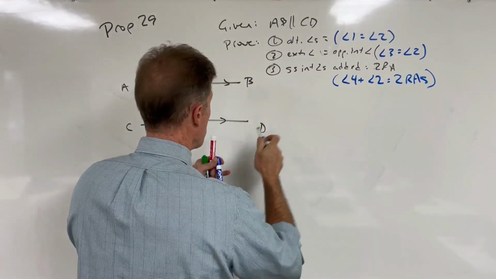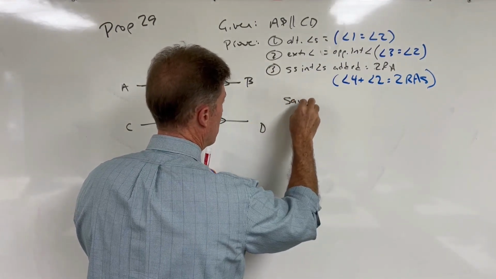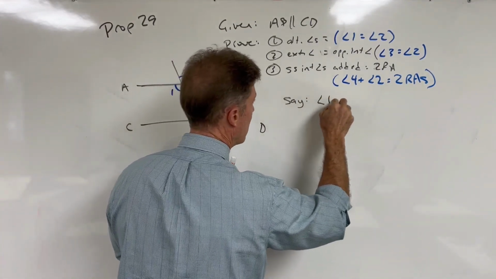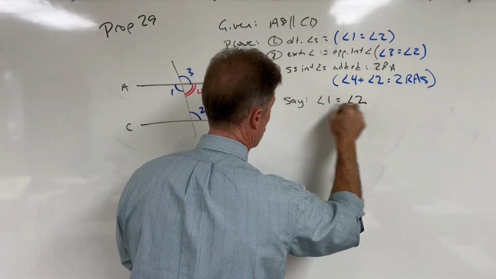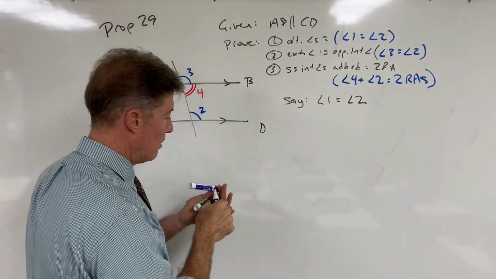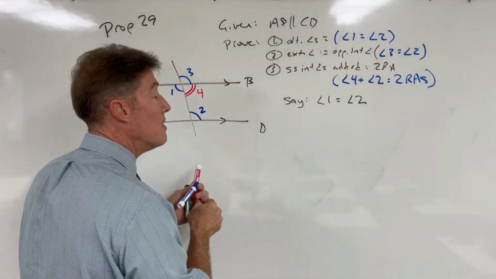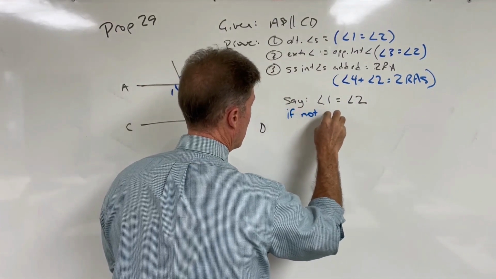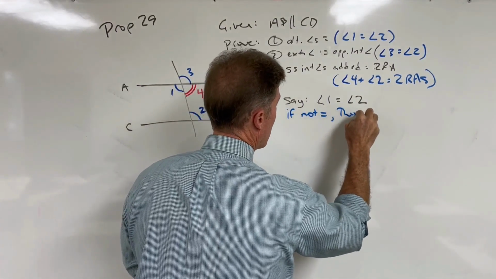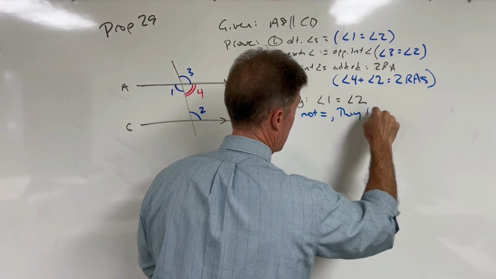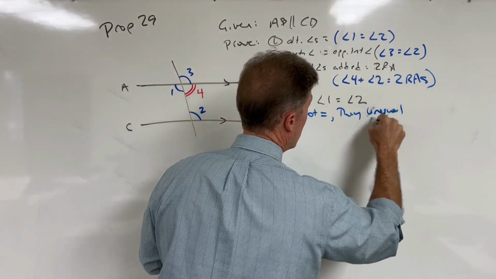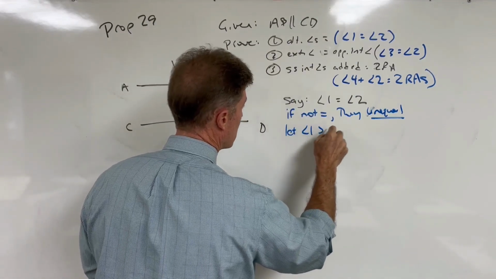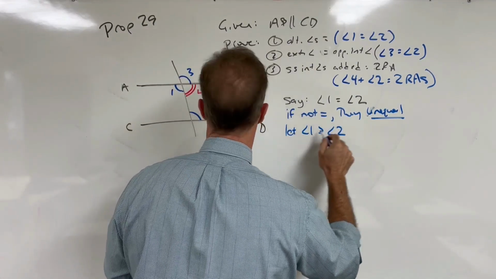So we're first going to start with a claim and then use Euclid's famous proof by contradiction. First, I'm going to say that angle 1 is equal to angle 2, that the alternate angles are equal to each other. If they're not equal, then they are unequal. All right, that makes sense. And if they're unequal, one of them is larger. So let's assume that angle 1 is larger than angle 2.